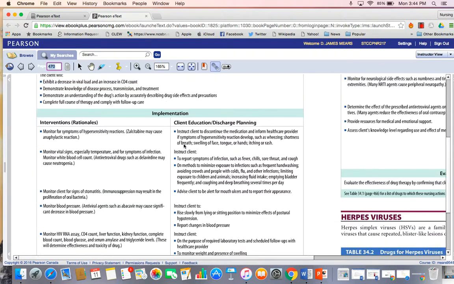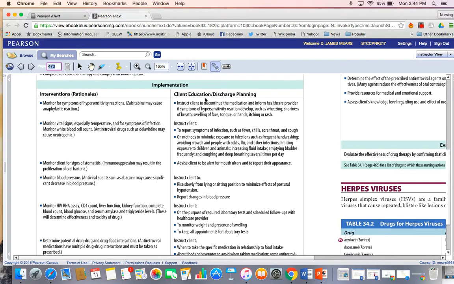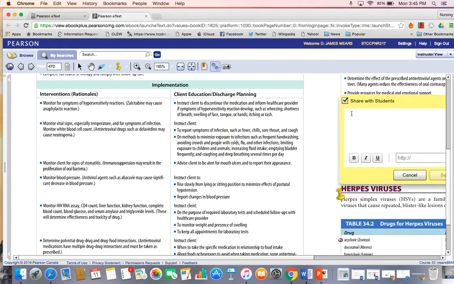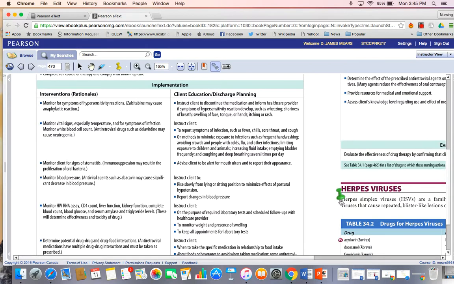Yeah. So we're going to point you to our client education over here, and you can read these one by one. And if you have any questions, we want you to bring them to class or post them on the discussion board. But right now you see here, monitor HIV RNA assay, CD4 count, liver function. At this point, because we're not going to be talking about this, we don't want you to focus in deep on this material. Really, we want you to know the herpes simplex virus. We really want you to understand herpes and acyclovir. So know this.